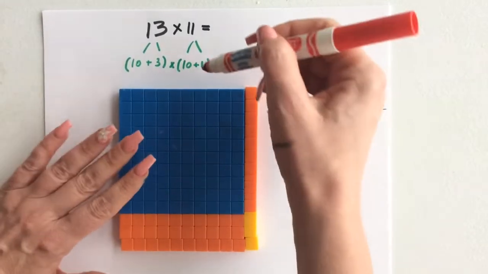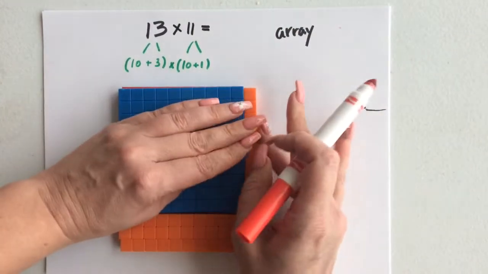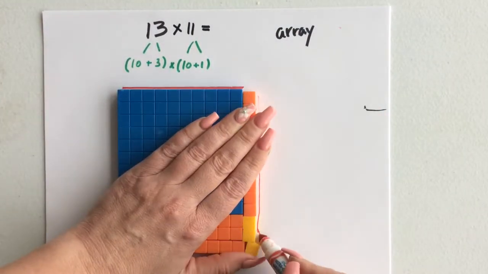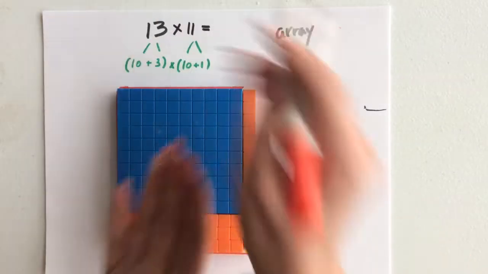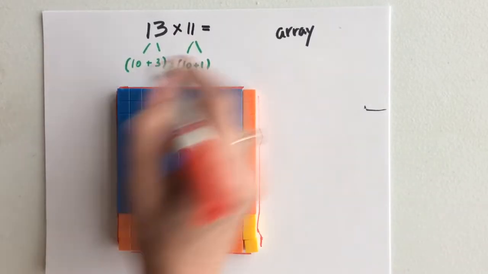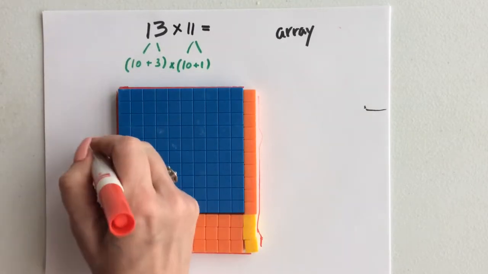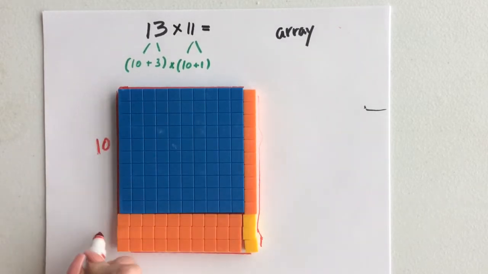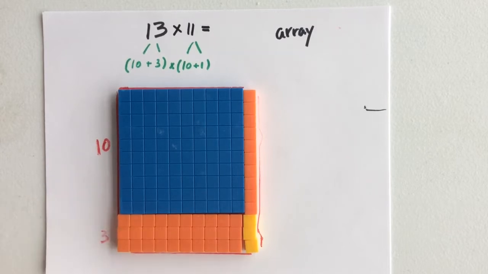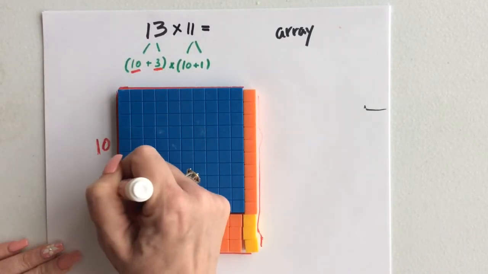Now, as you can see here, I want you to see where these labels are coming from. So I'm going to draw an outline around this so you can see where my area model comes from. Because we made our array with the 13 times 11, but I want you to see where this area model is coming from. So do you agree right here that this would be 10? So we have 10 here. And then 1, 2, 3. 1, 2, 3. So the 10 plus 3 is right here.